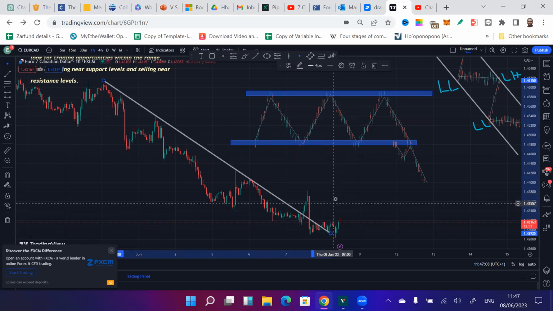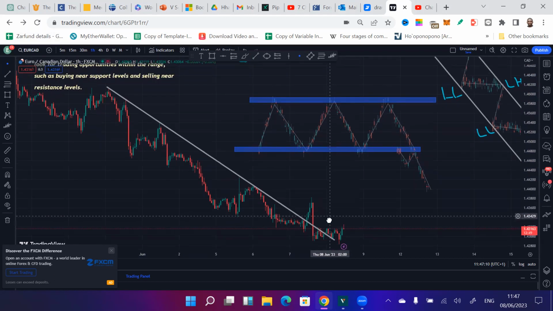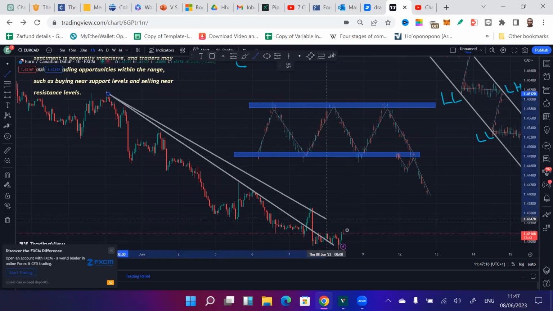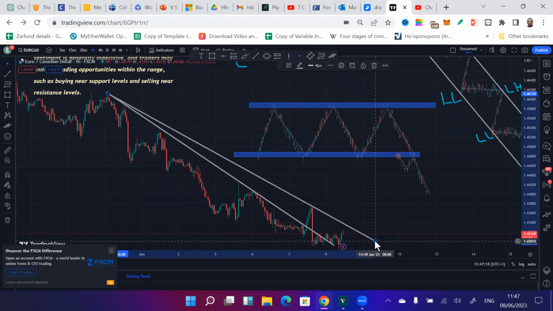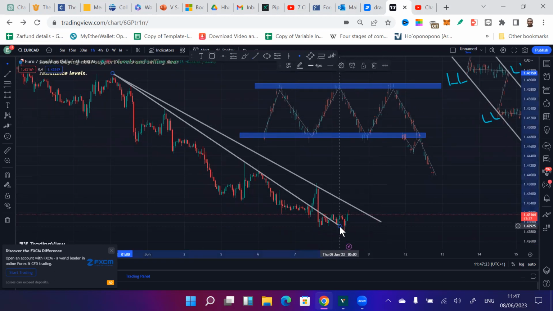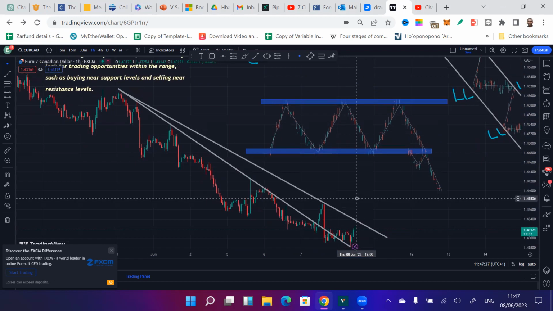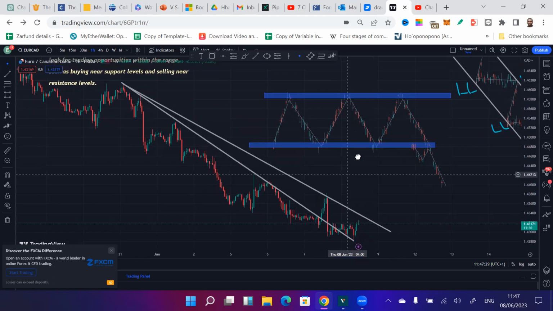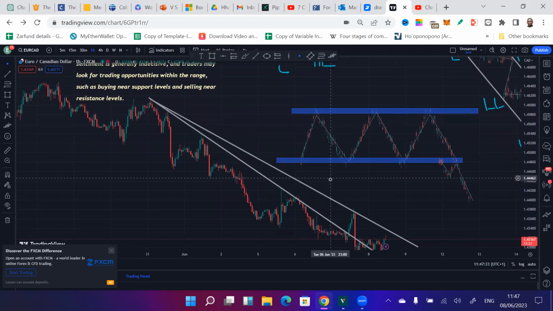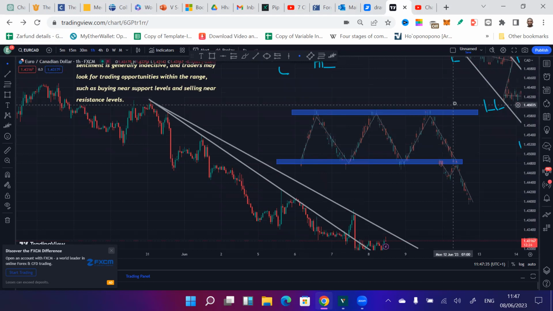This is a chart that has been trending down for a while. Look at it. You will notice that there are series of higher highs and higher lows here. Higher highs, higher lows. What are we saying? Sorry, is it higher highs, higher lows? No. Lower highs, lower lows.